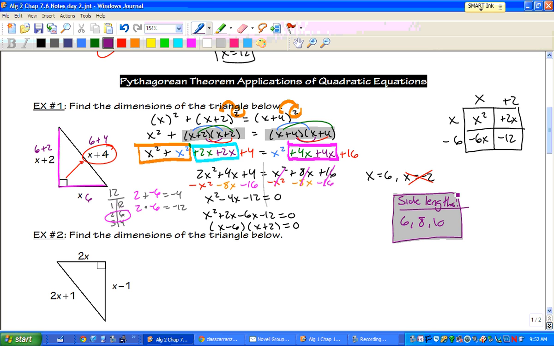Okay, so guys, this is a lot of work. You need to know how to FOIL. You need to know how to factor. All of that stuff, okay? So it's very important. If you don't know how to do this, you need to come in for help.